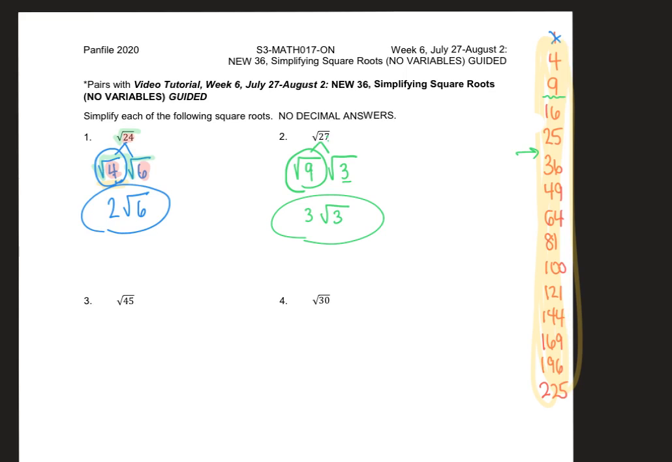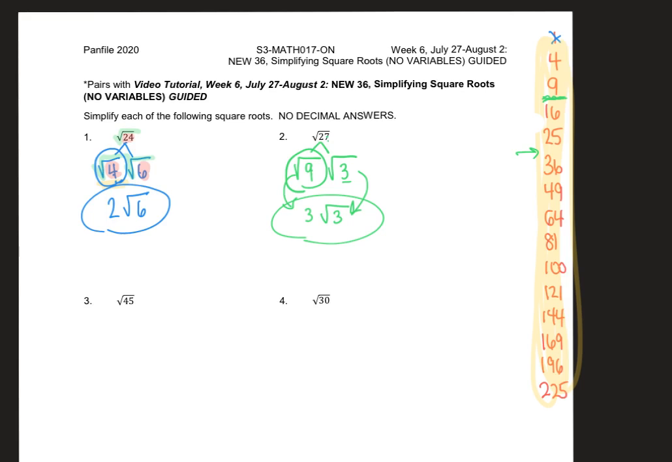The reason why this one doesn't change is because that one is not a perfect square. That number is not on this list. So the square root of 3 stays the square root of 3. The square root of 9 is on that list right there. So that turns into a 3 with no square root on it anymore because the square root of 9 equals 3.